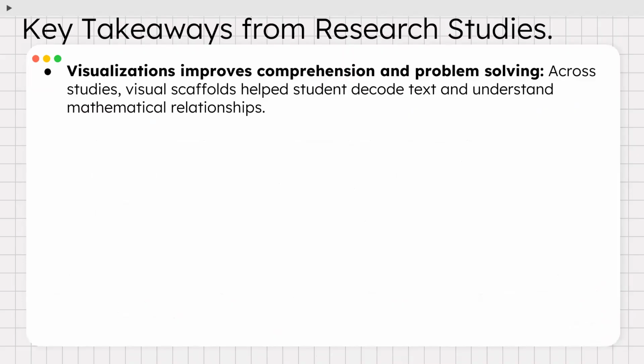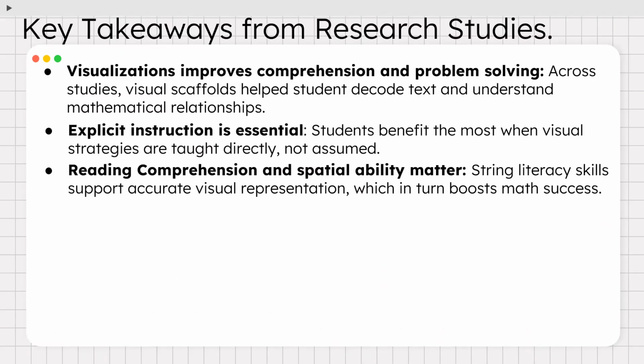As we synthesize the findings across these studies, several clear themes emerge. Visualization consistently improves both comprehension and problem solving, whether it's number lines, bar models, or schematic diagrams. These tools help students decode text and connect it to mathematical reasoning. Explicit instruction is critical. We cannot assume students will spontaneously use effective visuals. Research shows that direct teaching of representational strategies makes a significant difference, especially for students with disabilities.